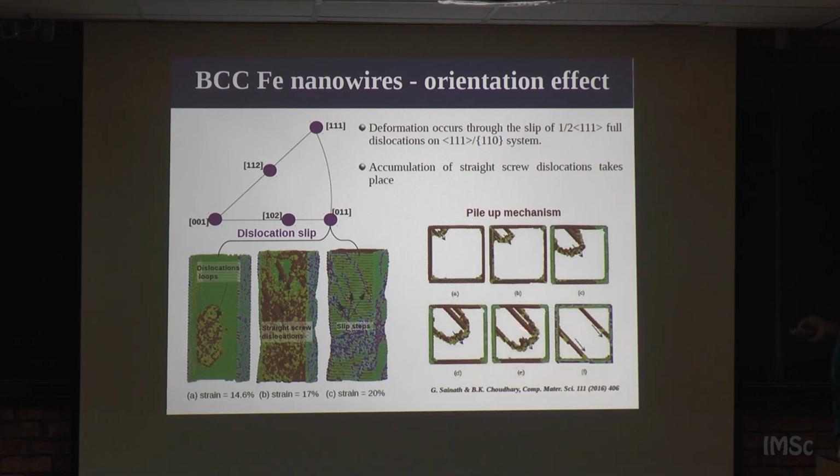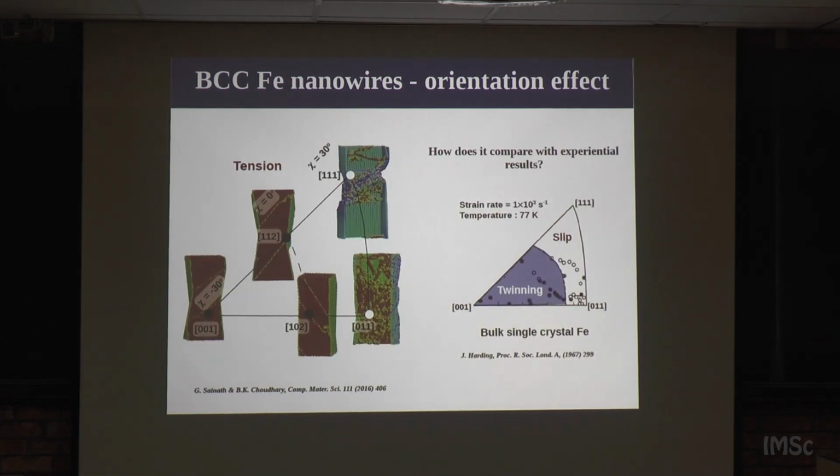And because of this you can see a large accumulation of dislocations, and all dislocations are mostly straight in these nanowires, unlike the curved structure in bulk crystals. Then, in other orientations you can see that 112 also deforms by twinning, and 102 also deforms by twinning, but 111 again shows a slip mechanism similar to 001.